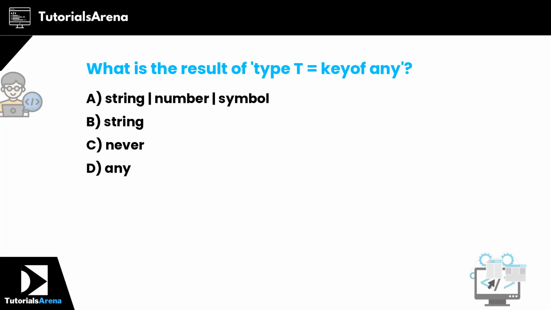What is the result of type T = keyof any? The correct answer is option A, string | number | symbol.